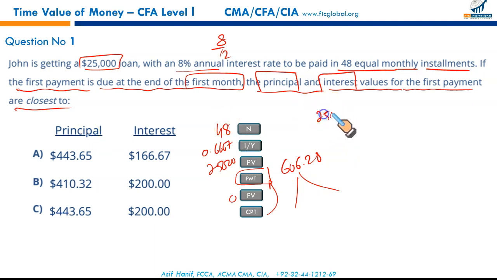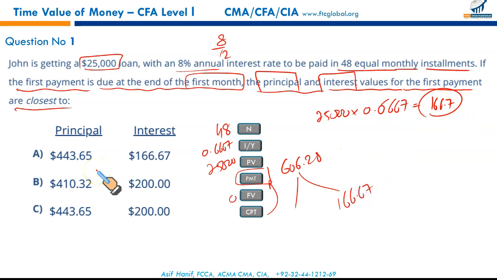So your interest will be calculated on the original loan amount multiplied by the monthly interest of 0.6667, and when you calculate 25,000 multiplied by 0.6667 it gives you $166.67. So out of this amount 606, 166.67 represents the interest, and the remainder would be your principal, and that would be 440. I think there's a little rounding off error, so this A is the correct answer.